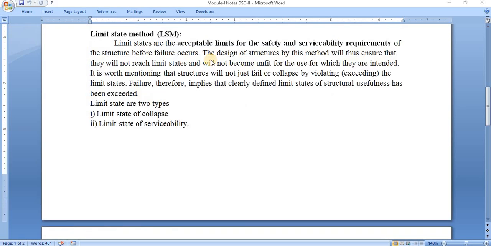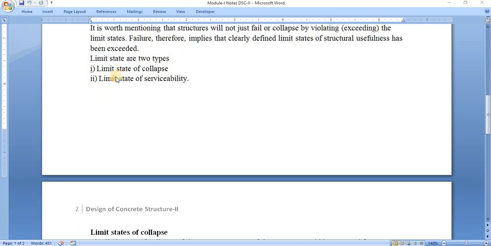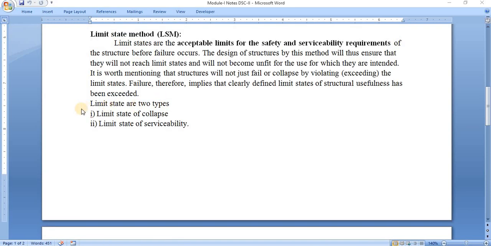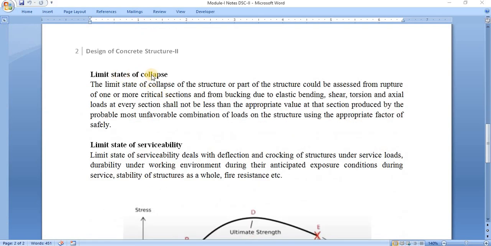To prevent the material from reaching that limit, it can be done by using two very important limits, that is limit state of collapse and limit state of serviceability. These two limits are very important. Now the picture is very clear. In your syllabus, of these two limits only one is mentioned, that is limit state of collapse, which is the thing we are going to study. So what is this limit state of collapse?